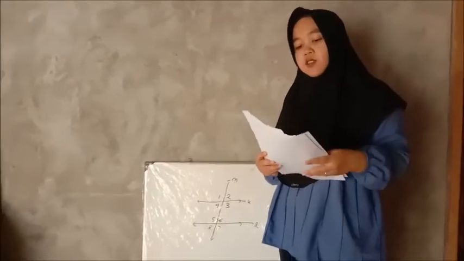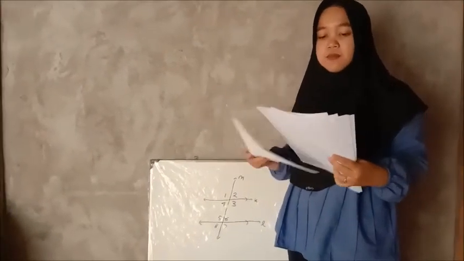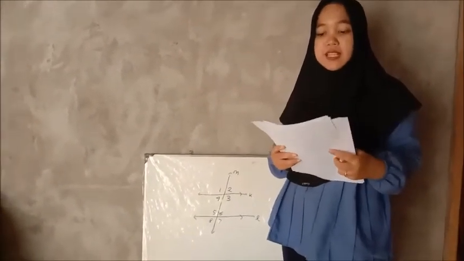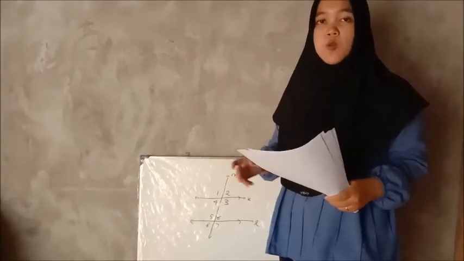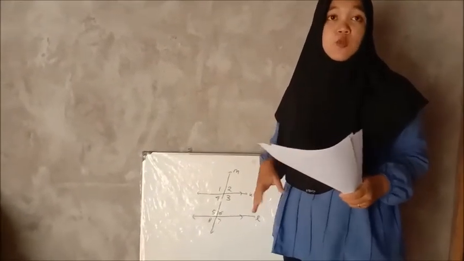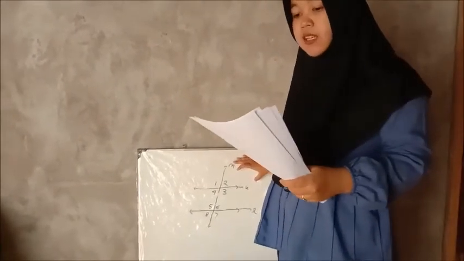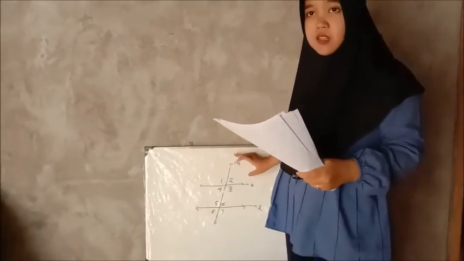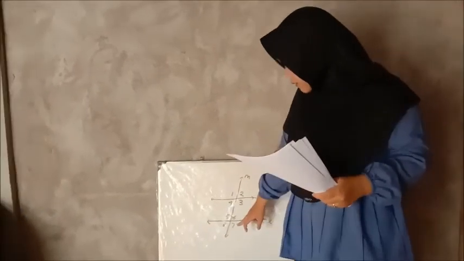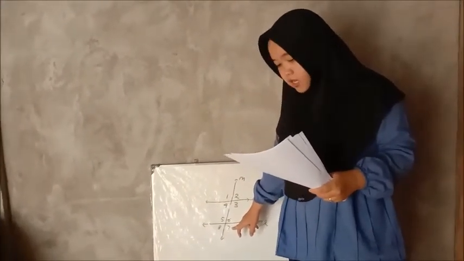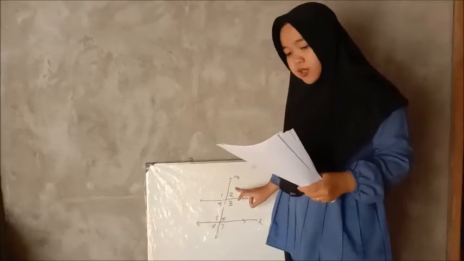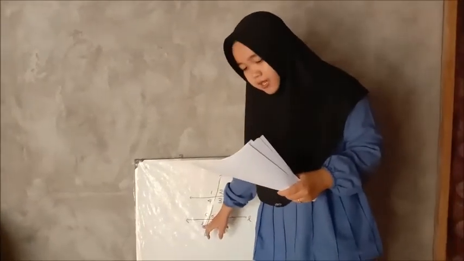Then we will continue to the next problem. It's about supplementary exterior angle, or we also say sudut luar sepihak. From that picture, we know that the supplementary exterior angles are angle 7 and 2, then 8 and 1.